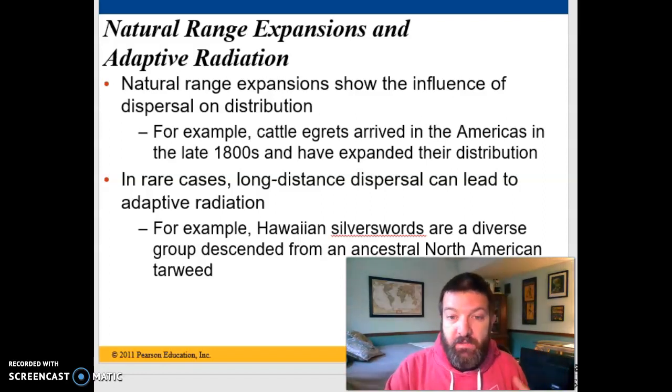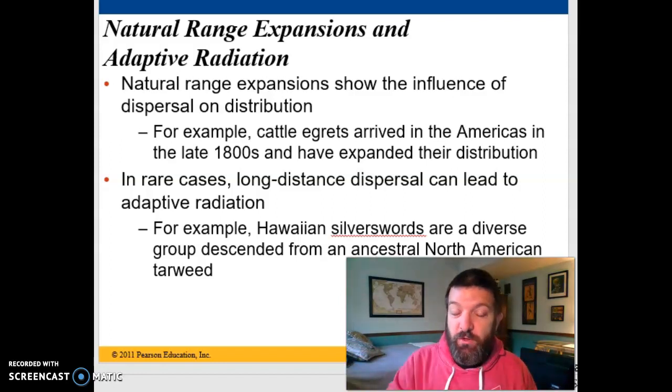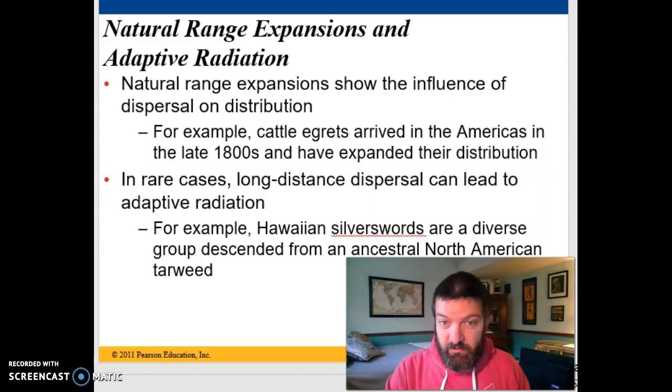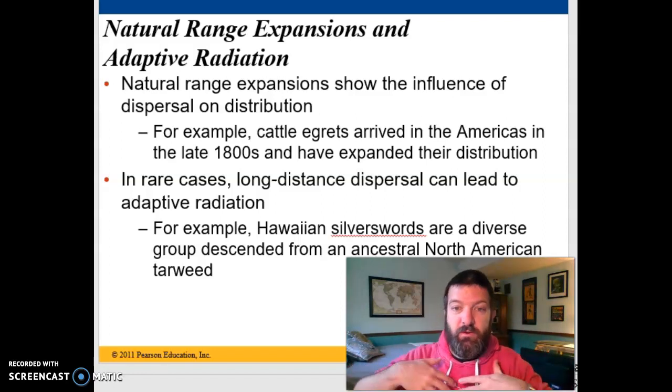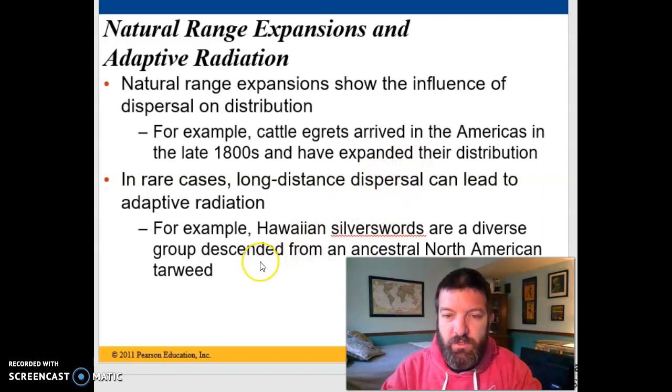Or, in the case of Hawaiian silver swords, they descended from an ancestral plant, which is the North American tarweed. And it took a lot of random chance for that tarweed to wind up landing in the Hawaiian Islands. But once it did, by luck, then all of a sudden you had all these islands with very different selective pressures and a small population. And so you end up with a lot of drift, and you end up then with this adaptive radiation. And now there are several different species of Hawaiian silver swords on the different islands of Hawaii that are quite different from the North American tarweed.